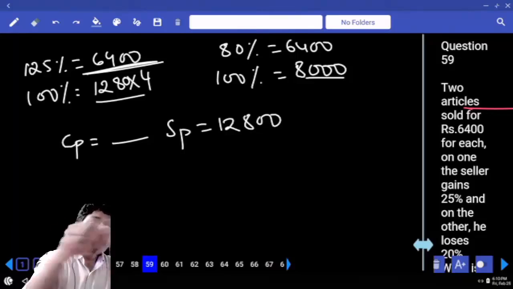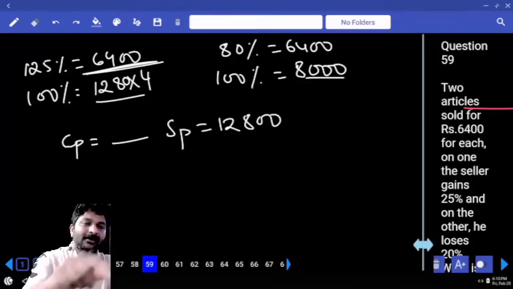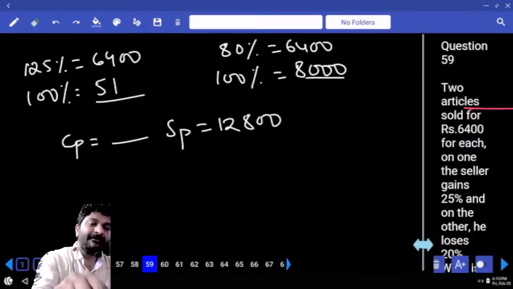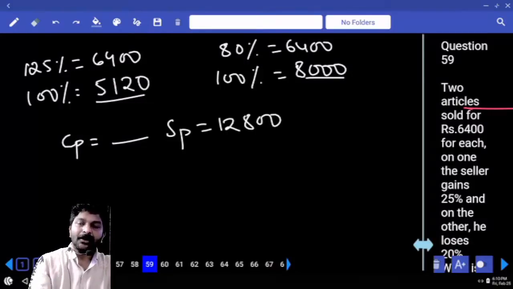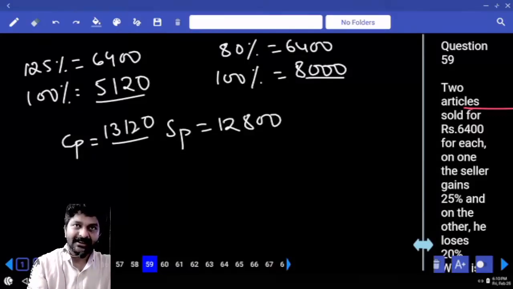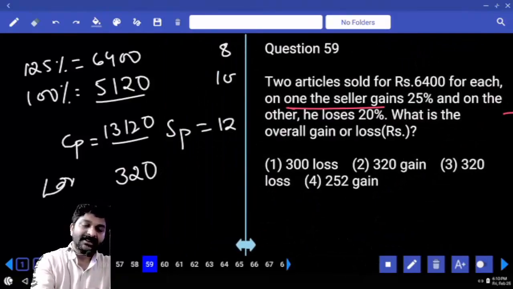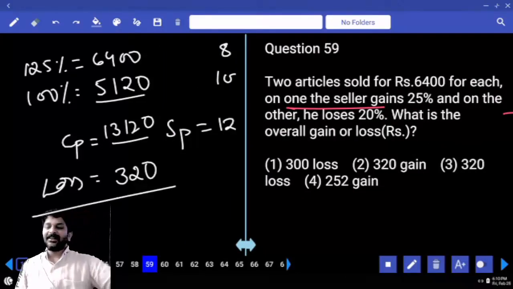Now 1280 double, 2560. Again double, 5120. Total cost price is equal to 13,120. Selling price is 12,800. That means there is a loss. How much loss? 320 loss. And we were asked to calculate profit. Oh, loss. Okay. We were just asked to calculate profit or loss. 320 loss happened.